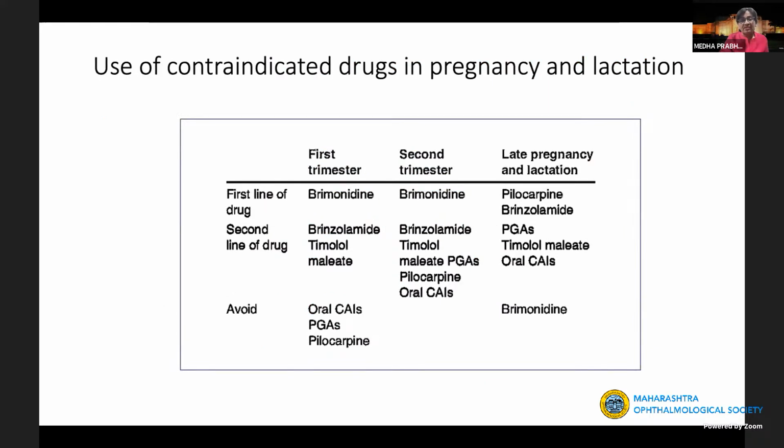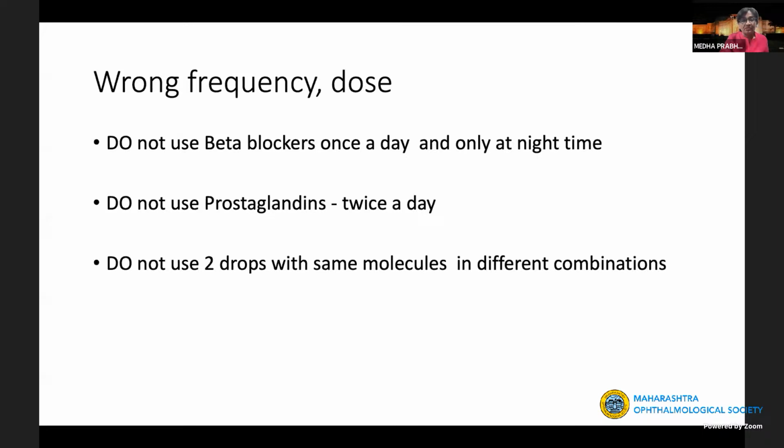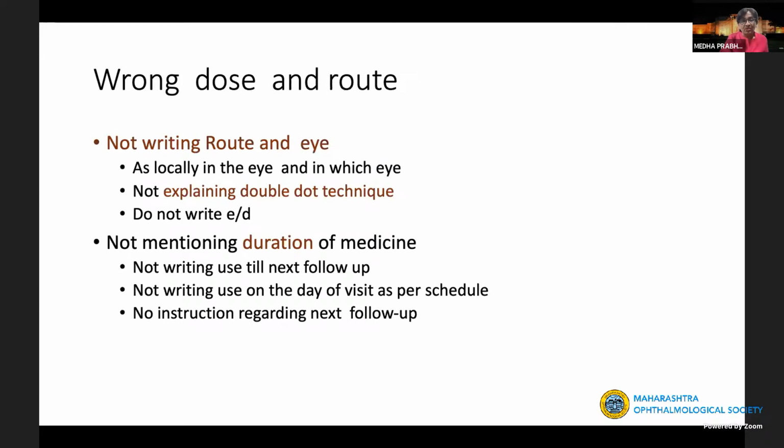Use of contraindicated drugs in pregnancy and lactation, without asking proper history, for a juvenile glaucoma or young patients, females with glaucoma. These drugs need to be avoided. Wrong frequency: I've seen beta blockers used thrice a day, or sometimes only at night, once in a time. Sometimes prostaglandins have been used twice a day, and obviously do not use 2 drops with the same molecules in different combinations. Wrong dose and route: not writing which eye, where to put, not explaining the double dot technique, and writing only E/D, so that is for eye drops.